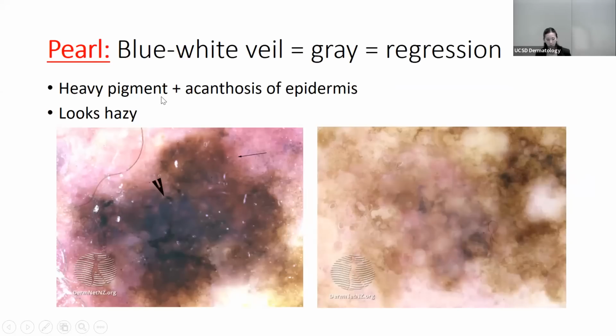This is due to heavy pigment in the dermis, and then you have a thickened epidermis right over it. So it makes sense that you're looking through this thick kind of haze, and then it makes the dark brown look kind of blue or gray or white. So you can see that here in the middle, and then also a nice example of this gray color.